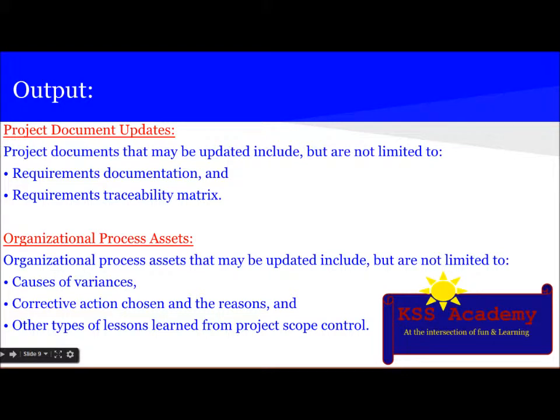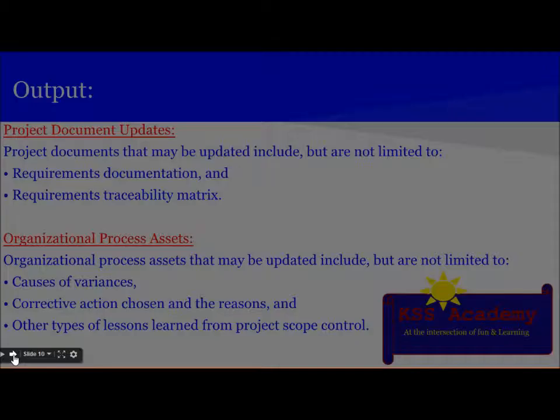The next output is project document updates. Project document updates may include requirements documentation and requirements traceability matrix. The next output is organizational process assets updates, which may include causes of variances, corrective action chosen and the reasons, and other types of lessons learned from the project scope control.